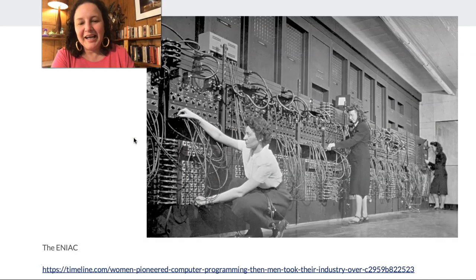So again, here's the ENIAC. By the way, you may notice that I have some links attached to the slides. Those are just for future interest, if you want to learn more about any of these things that spark your interest. They're not actually required for the course. They're not going to be on the exam or anything like that. They're just provided for your own interest and information.